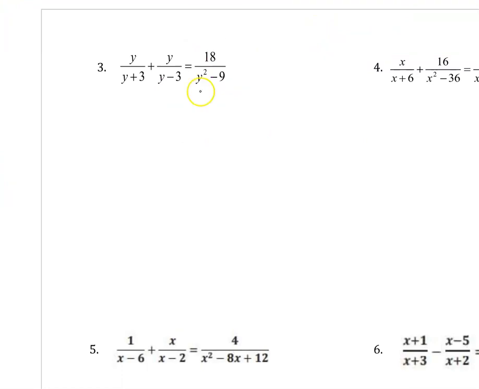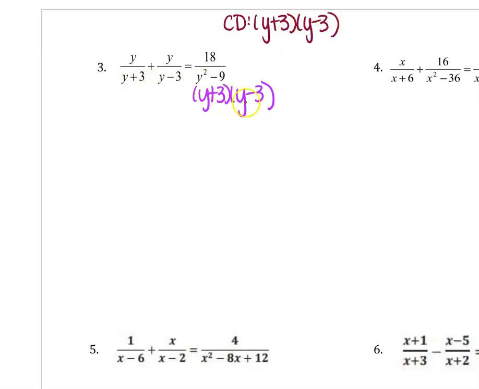Okay, now I'm noticing that this is a y plus 3, y minus 3 in the denominator. So when I figure out my common denominator, I'm going to use y plus 3, y minus 3, because that's one of everything I'm seeing, and manipulate as I go. All right, so this first guy is going to need a y minus 3. This guy's going to need a y plus 3, and the 18 has the common denominator, so he's good.